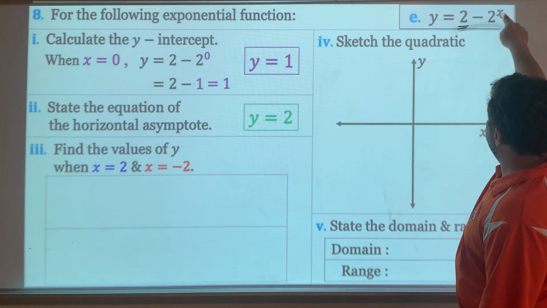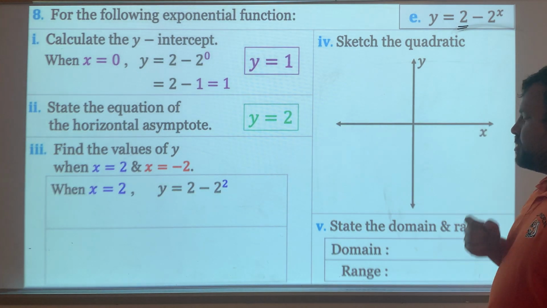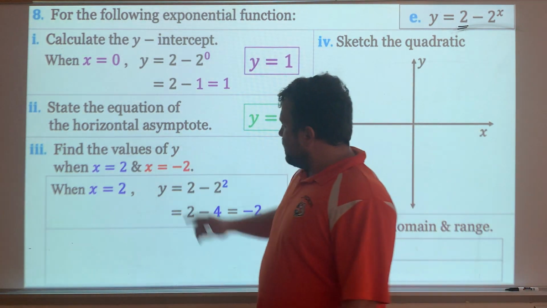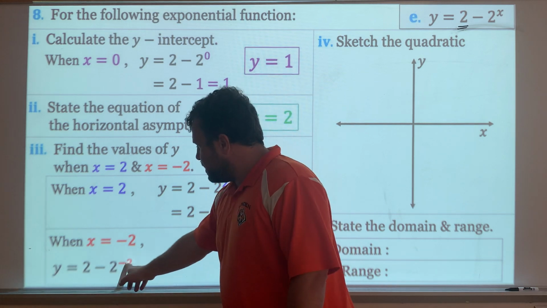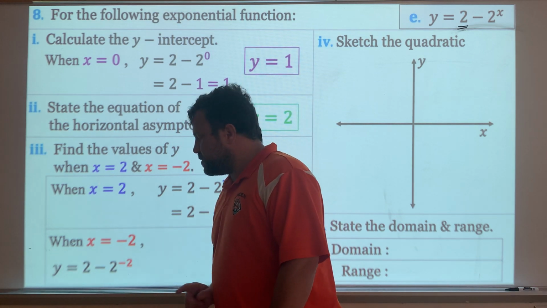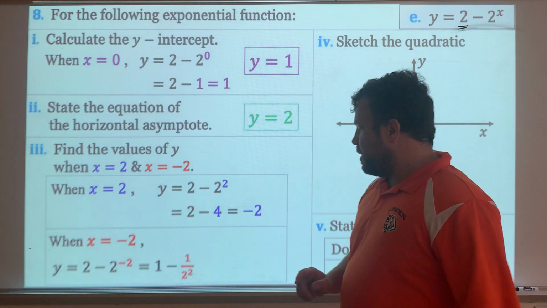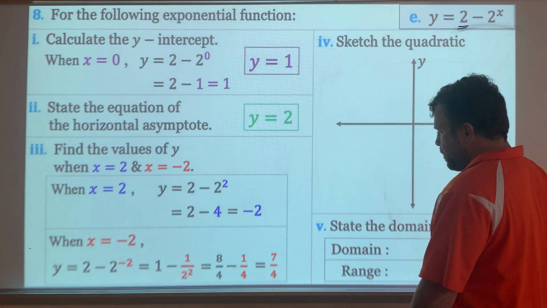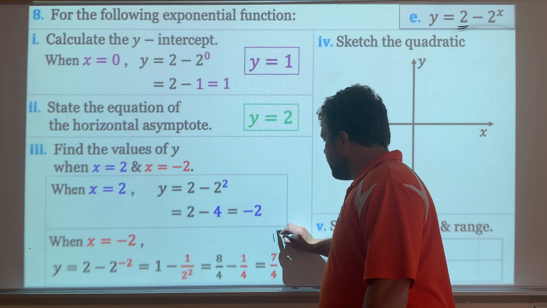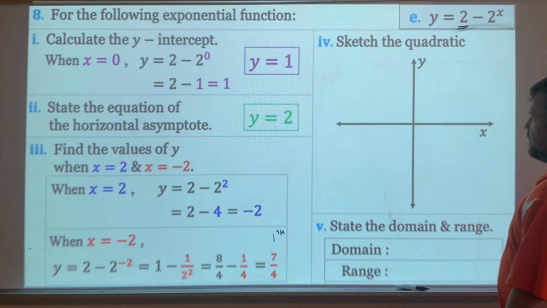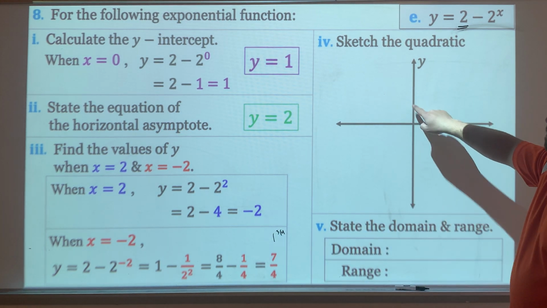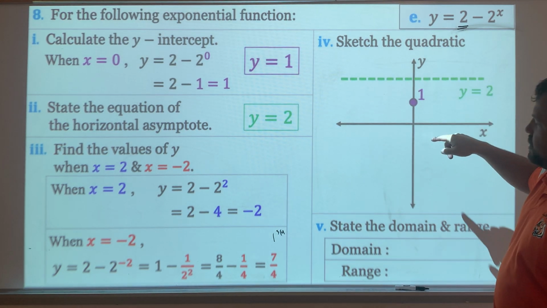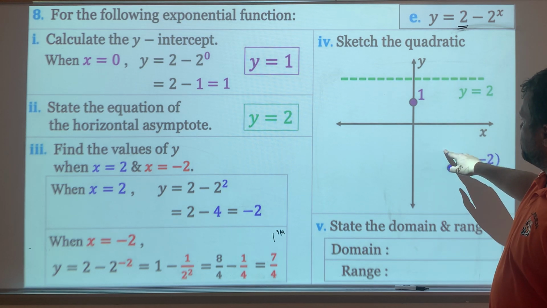When you're plugging in 2, 2 minus 2 squared, 2 minus 4 is -2. So 2, -2 is our first point. -2, okay? 2 to the -2 is 2 minus 1 over 2 squared, or 2 minus 1/4. 8 over 4 minus 1 over 4 is 7 over 4. Or if you like it better, you could do 1 3/4. Either one's okay. All right, let's plot our points. 2, -2, 2 over, 2 down.